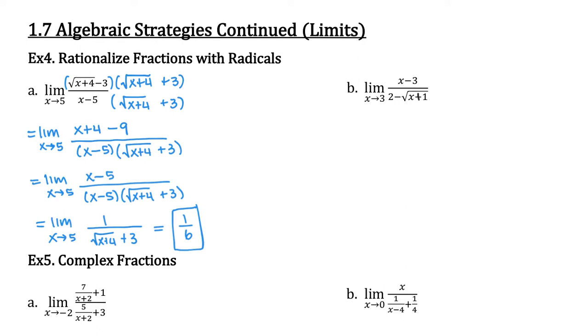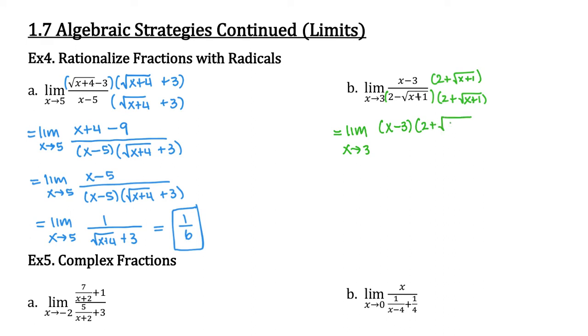Okay, now let's try. I see the radical in the denominator, so I'm going to multiply by the conjugate. Since it's 2 minus root x plus 1, I'm going to multiply by 2 plus root x plus 1. For the denominator, I just have to balance, so I'm going to multiply the numerator as well. I'm not going to distribute out the numerator, I'm going to leave it in factored form because I'm hoping it'll cancel later.